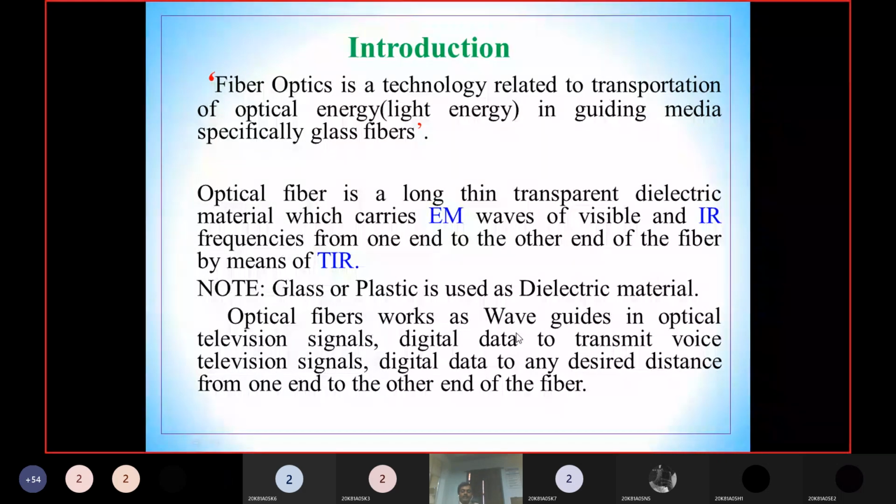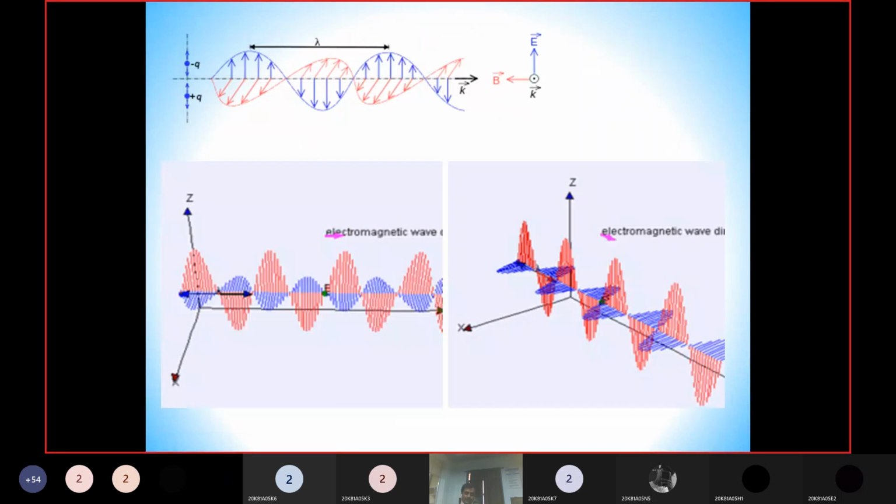Now, coming to the optical fiber, it works as a waveguide. A waveguide is nothing but something that transports the waves. It works as a waveguide to transmit voice, television signals and digital data to any desired distance from one end of the fiber to the other end. If you want to transport digital signals from one end to another, we can use these optical fibers. The EM wave is transmitted based on electric field and magnetic field. We need not discuss much more about this.